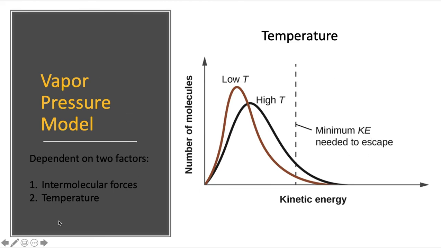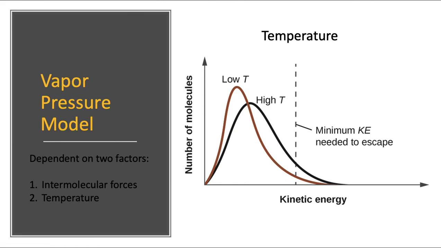So vapor pressure and temperature are directly related. The higher the temperature, the higher the vapor pressure, whereas it was the opposite with intermolecular forces. Please remember these and learn these relationships. Be very careful when you think about the vapor pressure and boiling point, because a lot of students get confused by the two.